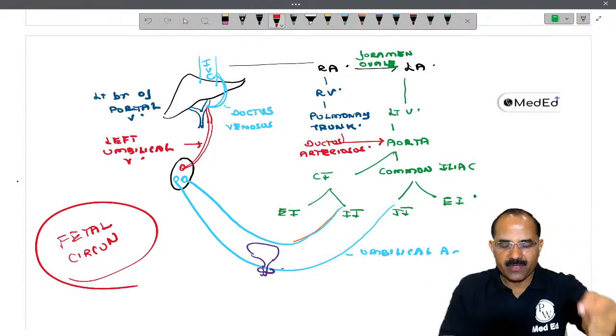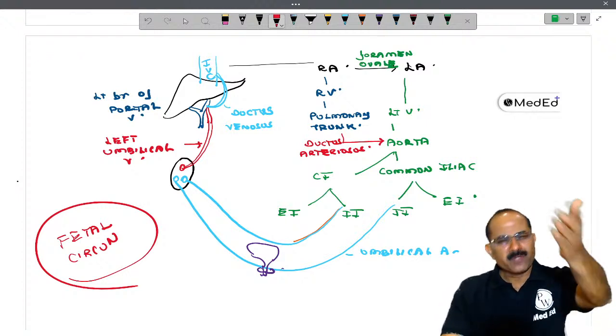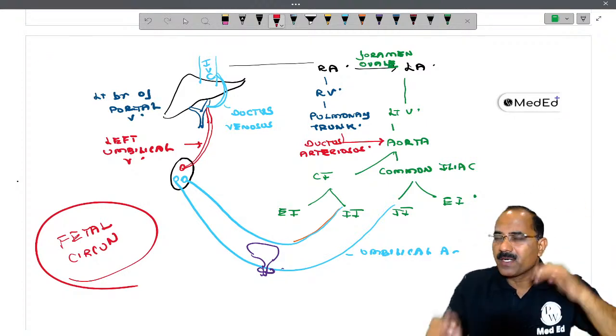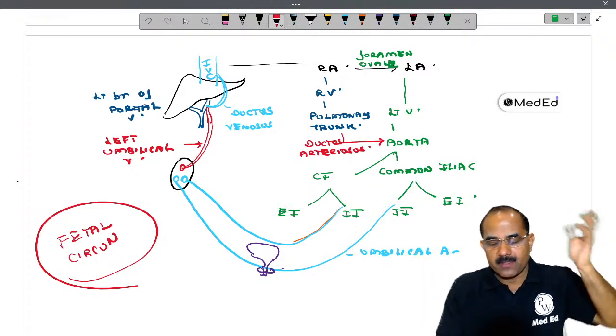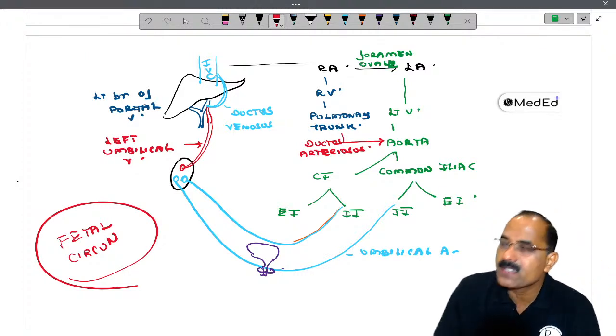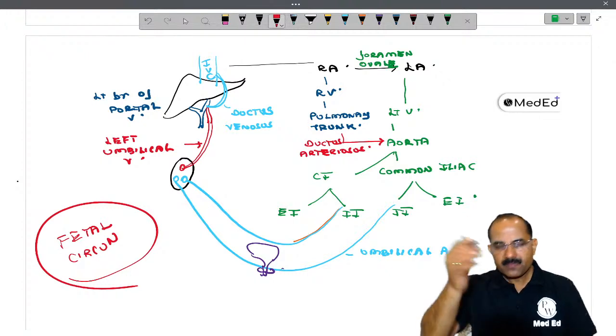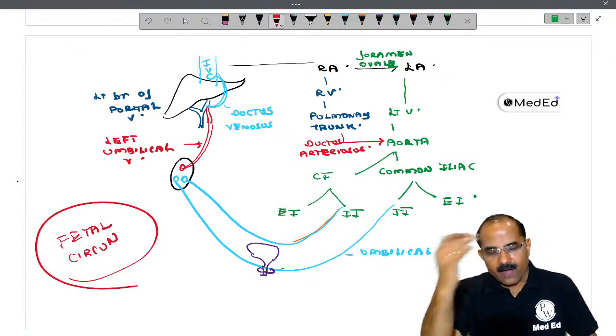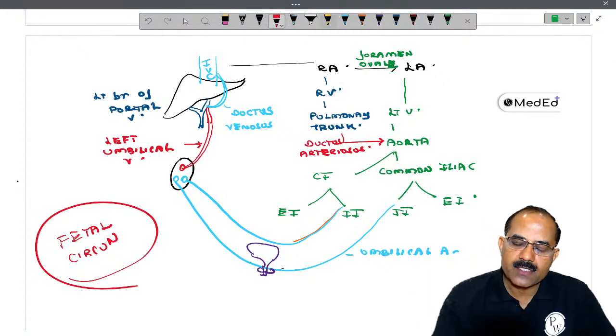Suppose from the right atrium, the blood goes to the right ventricle. From the right ventricle, it would go to the pulmonary trunk, but the lungs are not functioning, so the blood will directly again go to the aorta. This bypass is known as the ductus arteriosus. After birth. अभी after birth क्या होता है? After birth, this part is gone.